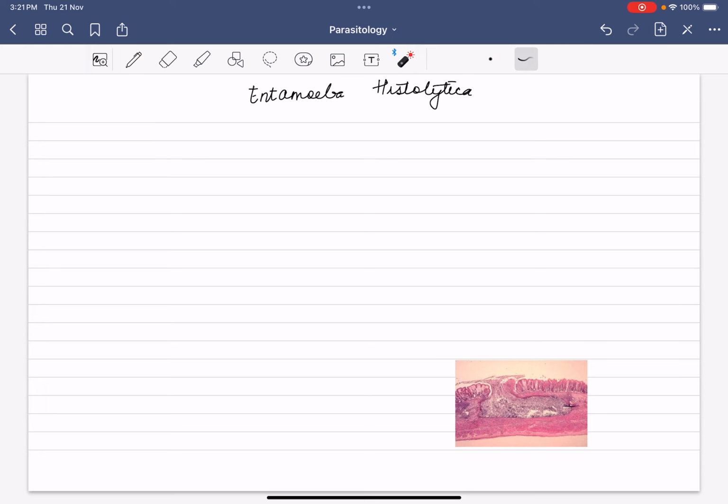So in parasitology, first we will study the most commonly heard one, that is Entamoeba histolytica. Before starting, let's see a few important pointers about it. What does it cause? It causes traveler's diarrhea. Another important point is it is the second most common protozoan causing death.